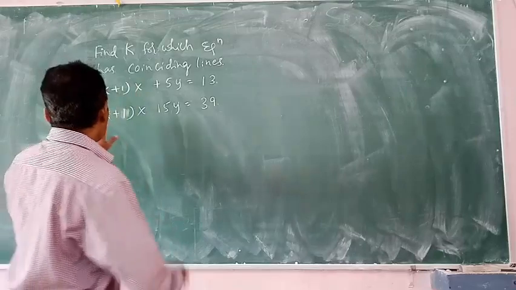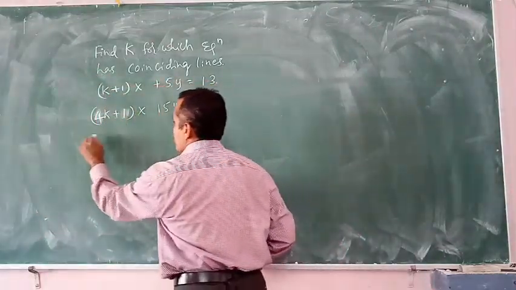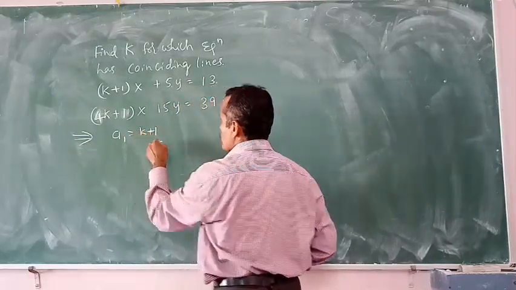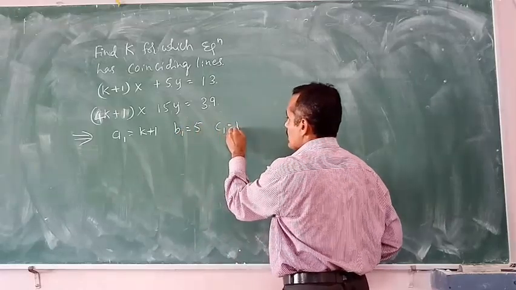What is the method now? First let us write the value of a1, b1, c1, a2, b2, c2. Come on. Solution starts from here. a1 is k plus 1, b1 is 5, c1 is 30.